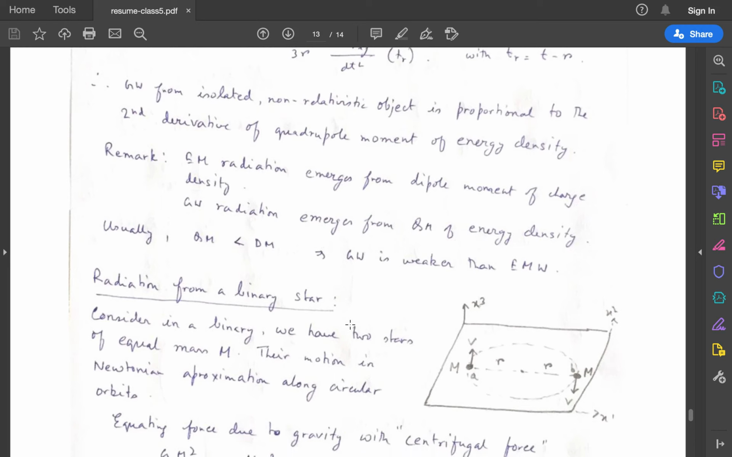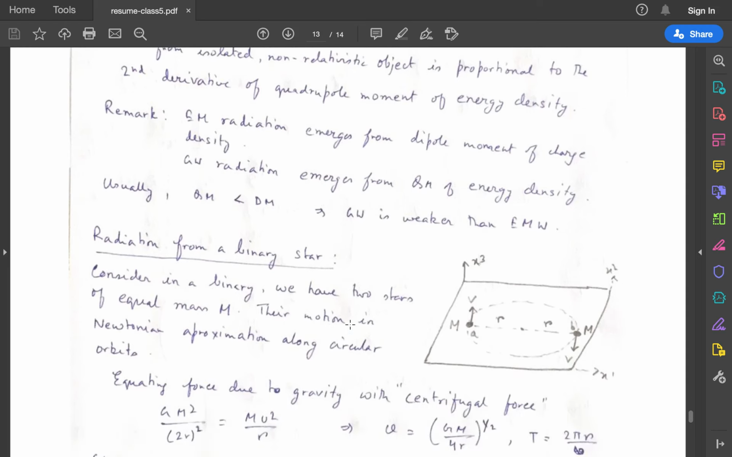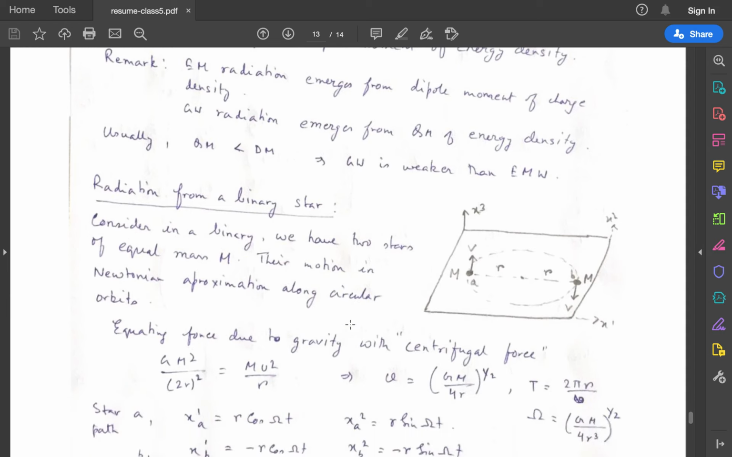from a star. So let us observe what is known as the radiation coming from a binary star. Okay, so what is a binary? A binary is a star component which is made from the movement of two stars. So they are in the gravitational effect of each other.